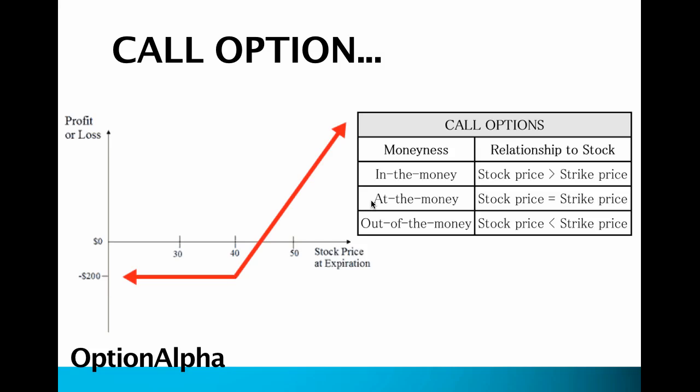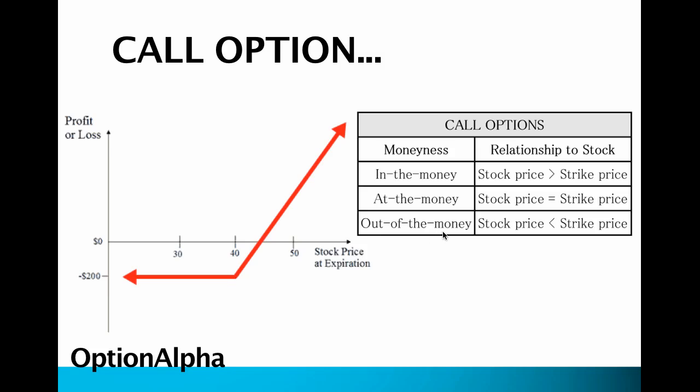For an at the money call, the stock price is going to be equal to the strike price. So if we have a strike price at 40 and the stock is also trading at 40, that means our option is right at the money. It's not in the money, it's not out of the money, it's right at the market. It's right on that edge of being in either of the other categories.